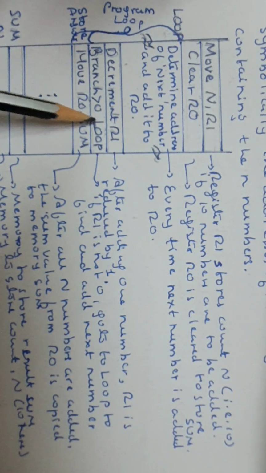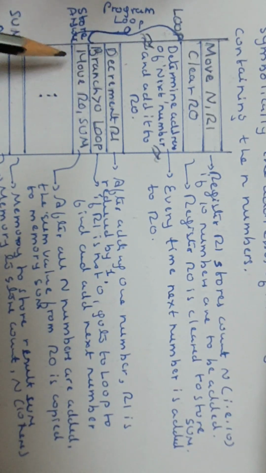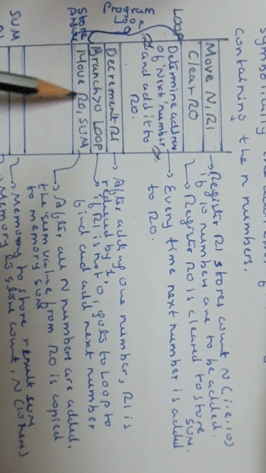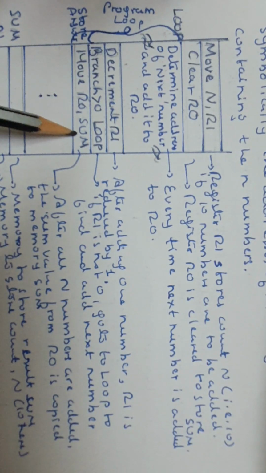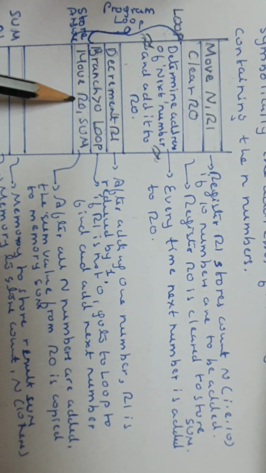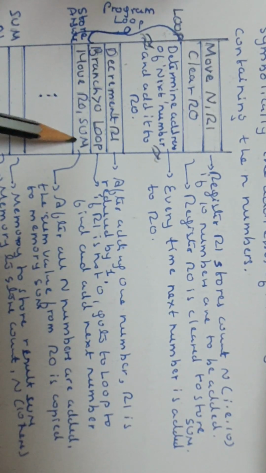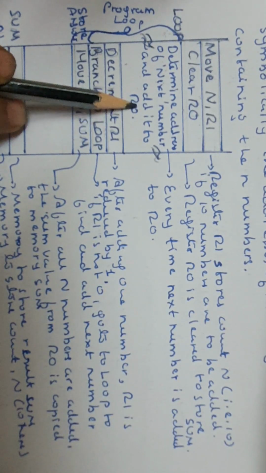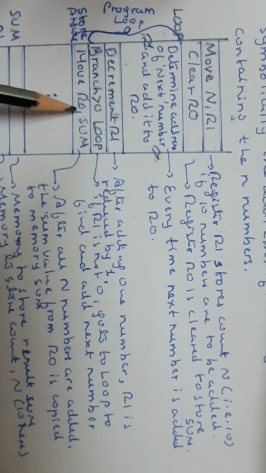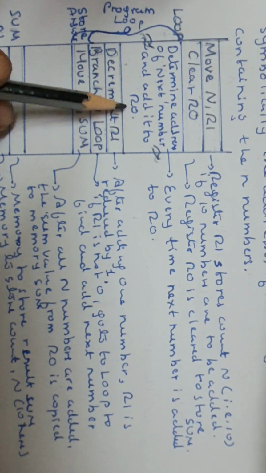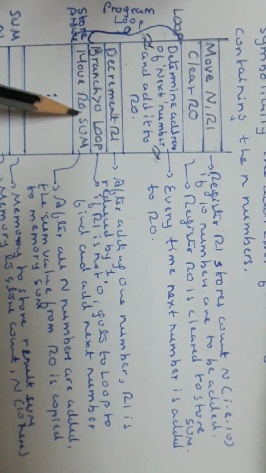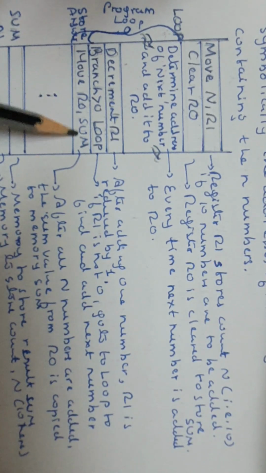Then instead of control shifting back to loop, it comes out of the loop and goes to the next instruction, that is move R0, sum. Means whatever result, that is the addition of n numbers, was there in R0, that is copied to some memory location. This is how, using the loop instruction, 10 numbers or n numbers are added, the result is kept in R0, and finally that is moved to sum.